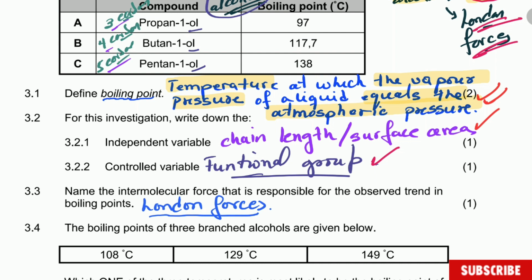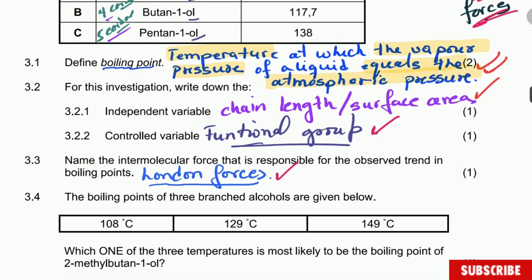Note, hydrogen bond is not the one responsible for the change in boiling point. Why? Because all of them will have the same hydrogen bond. The only difference is as they get longer, as you move down from A to C, there is more site for London forces, more surface area, but not the hydrogen bond. Hydrogen bond stays constant. That one could be tricky if you don't read. Please read the whole question.